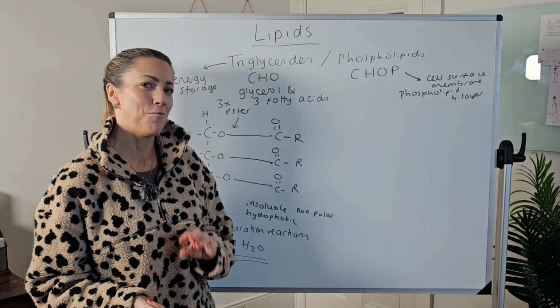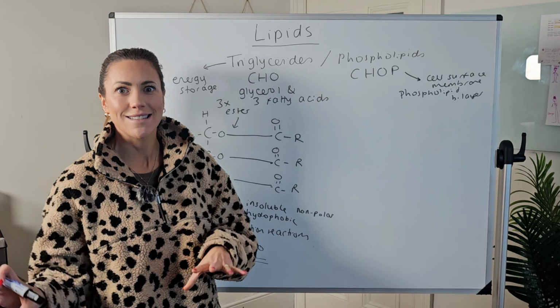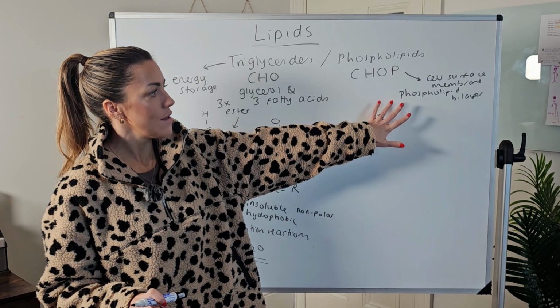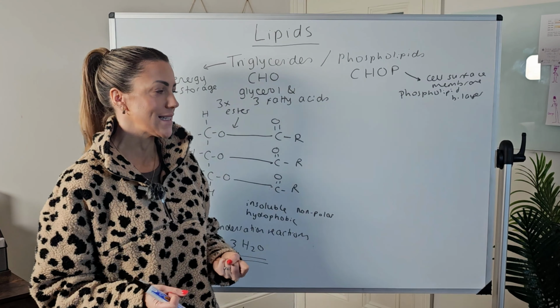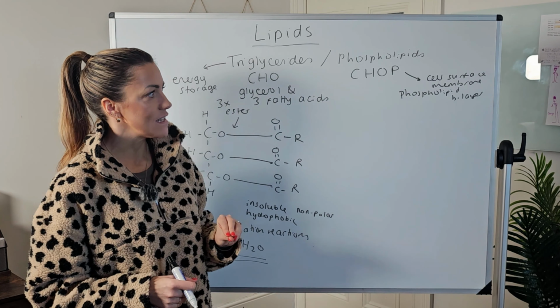Except for water. Water is polar, but water can diffuse across the phospholipid bilayer very slowly though. Okay, so the phospholipids are controlling the entry and exit of substances across the cell surface membrane. So they've got that very specific function.